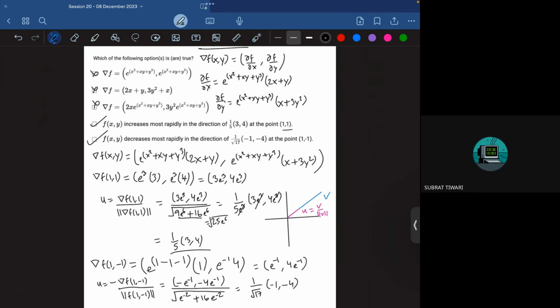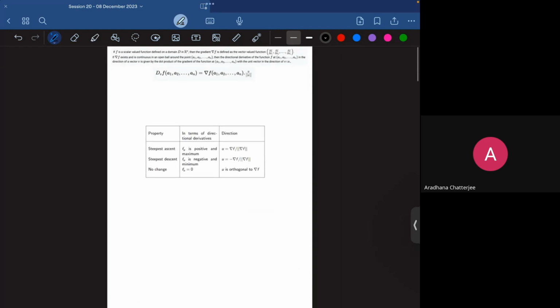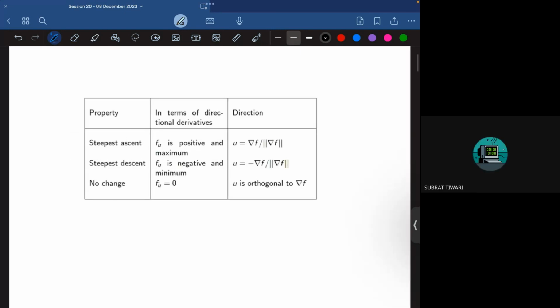Ma'am, can you please move to the previous slide? Which slide? This one. Yes, ma'am. Ma'am, in this last "no change" one, can you please explain it on a graph, how this will appear on a graph when the directional derivative is equal to 0, and u is orthogonal also?